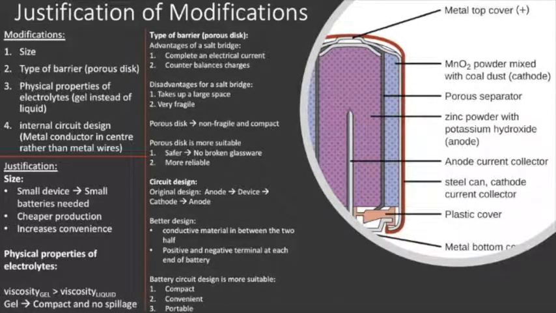And last but not least, the circuit design. Justification for the circuit design. The internal circuit design will need to be modified for my experimental galvanic cell to be suitable for use in an electronic device such as a TV remote. The current electronic current in my experimental galvanic cell is conductive wires being attached to the anode, then attached to an electronic device, back to the cathode, and then the electrons travel through the salt bridge, and the circuit is complete.